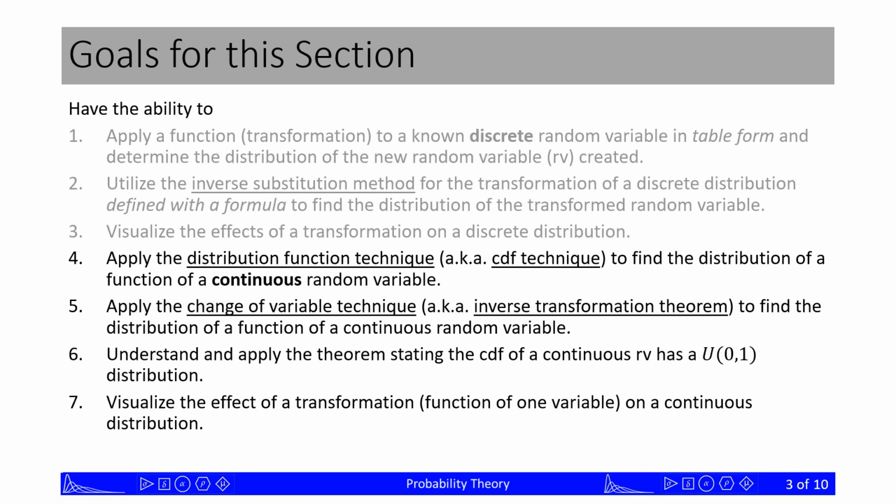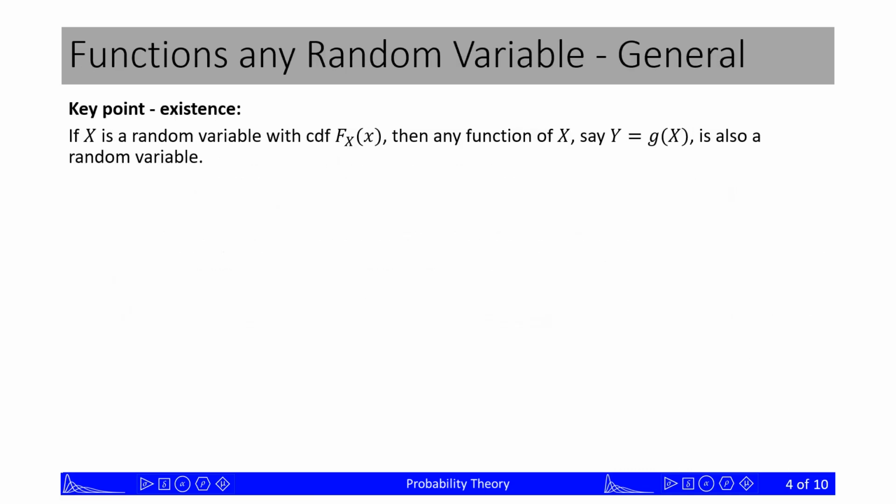4 and 5. You should be able to use the two techniques listed here for transforming continuous random variables. You should also understand the role of the theorem that states that the CDF of a continuous random variable itself follows a continuous uniform distribution from 0 to 1. And finally, you should be able to sketch, not plot, the original and transformed continuous random variables to understand the effect of the transformation.